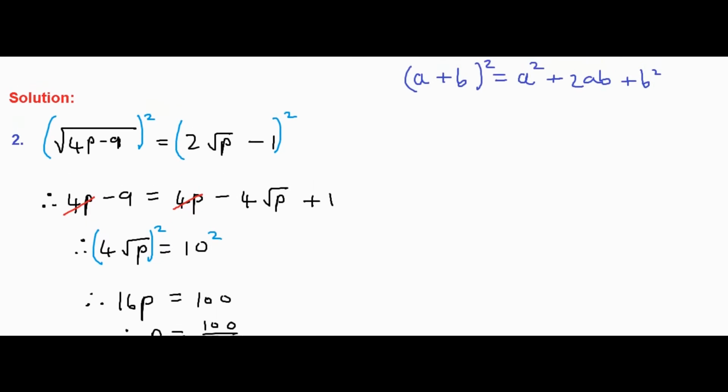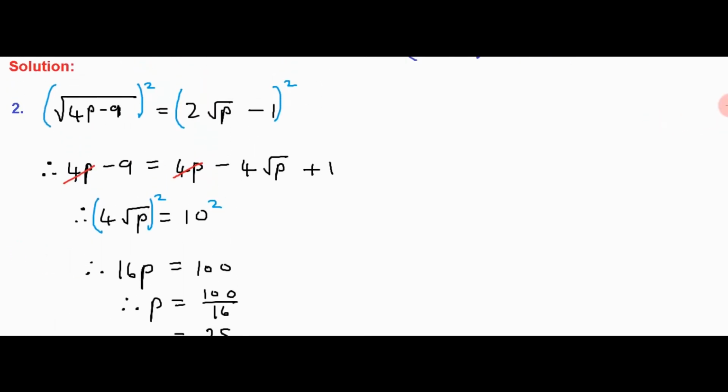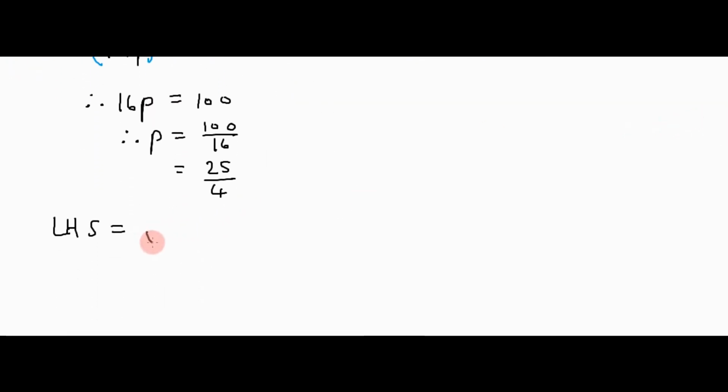We can check our answer by plugging this back into the original equation. So then the left-hand side will equal the square root of 4p minus 9. So the square root of 4 times 25 over 4, minus 9. The 4's cancel here, and we're going to get the square root of 25 minus 9. In other words, the square root of 16, which is 4.